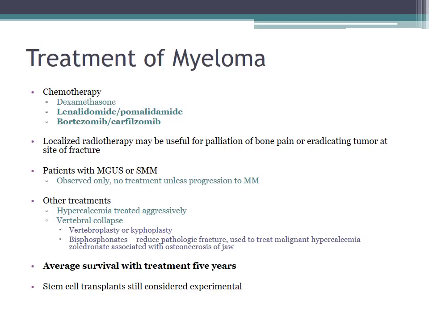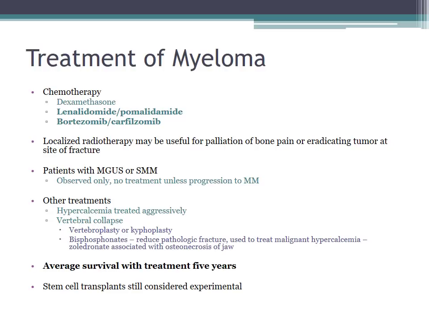If you have a patient with MGUS or SMM, they will be observed. However, if they do progress to multiple myeloma, they will require treatment. Some other treatment options include managing the hypercalcemia that is seen due to the renal issues, as well as the bone breakdown. Also, vertebral collapse should be addressed with either vertebroplasty or kyphoplasty, or possibly using bisphosphonates to try and reduce the pathologic fractures and to also try and treat some of the hypercalcemia issues.